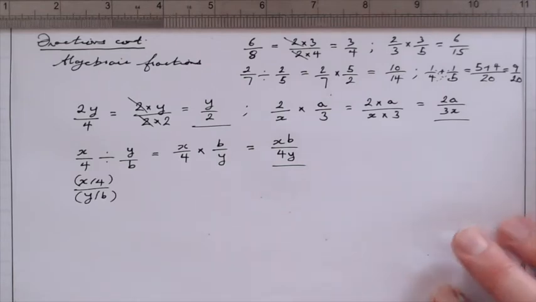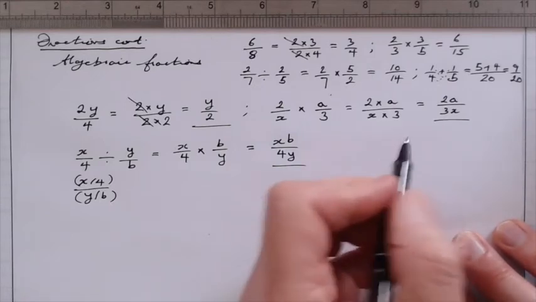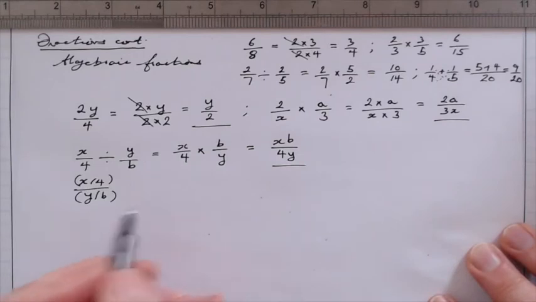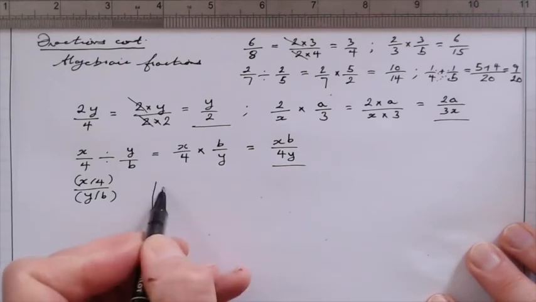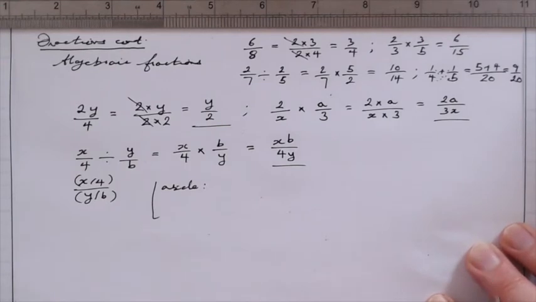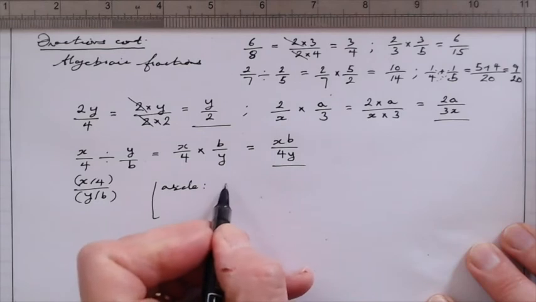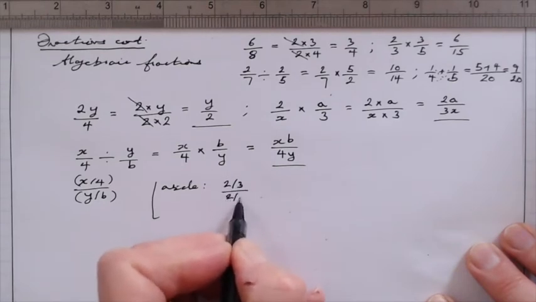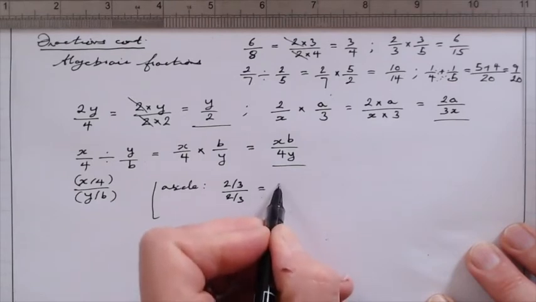So let's just see why that is the case. And really it comes from the following. We know that if you, so this is an aside here, we know that if you divide anything by itself, then you have the number 1. So for example, 2/3 divided by itself has to equal 1.